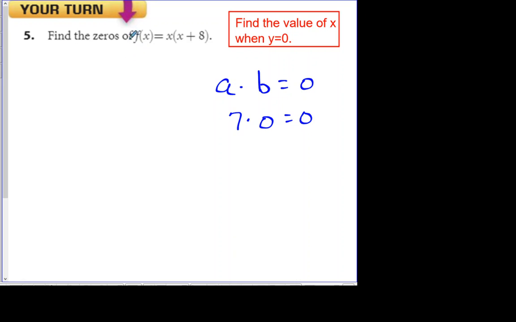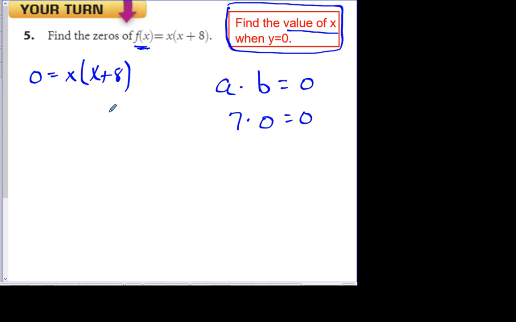So when it talks about finding the zeros of an equation or of a function, and it was described in the video this morning, that just means find out what the value of x has to be when y is equal to 0. So if you're told to find the zeros of this function or to solve this equation, the first thing to do is make your y value 0. So instead of writing f of x, you write y equals 0, and I want to find out what x times x plus 8 would have to be in order to make that 0.